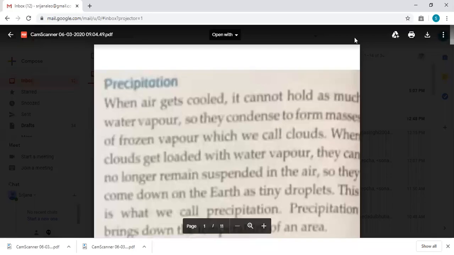Okay, good morning everyone. We were doing the chapter on elements of weather, and this is the last part of the chapter. Precipitation is one of the elements, one of the factors that affects the weather and the climate. So, what is precipitation?